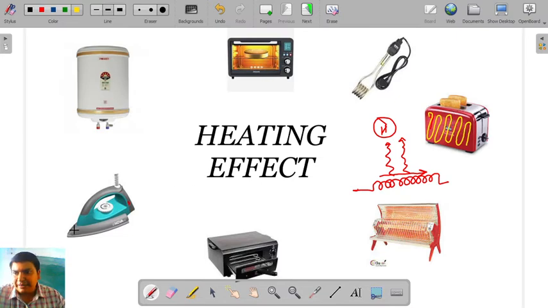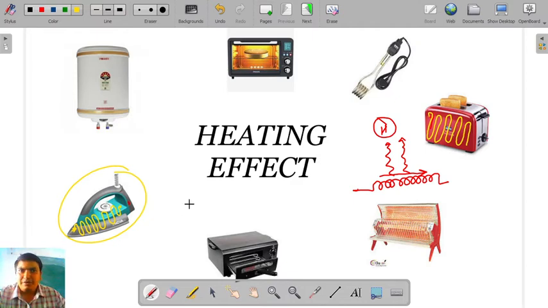Same here in the electric iron. In the lower surface, there is a nichrome wire present in this manner. When the electric current passes through it, the nichrome wire gets hot, due to which the lower surface of the iron gets hot, and we can easily iron our clothes. So nichrome is the basic fundamental wire used to fabricate these heating effect devices in our households.